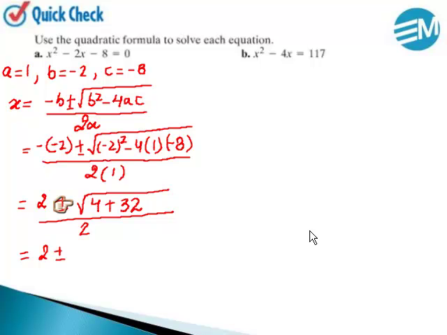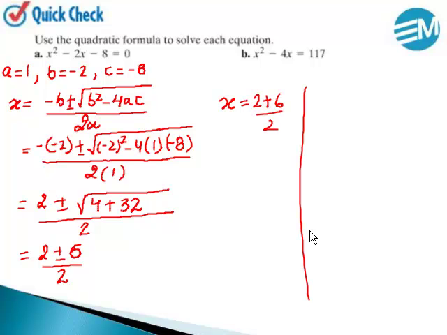What is the square root of 36? It's 6. Now we will take two values. We will take x as 2 plus 6 over 2, and the second time we take it as 2 minus 6 over 2. If we take the first, 2 plus 6 is 8, 8 divided by 2 is 4, so x is 4. And 2 minus 6 is negative 4, over 2, so that's negative 2.